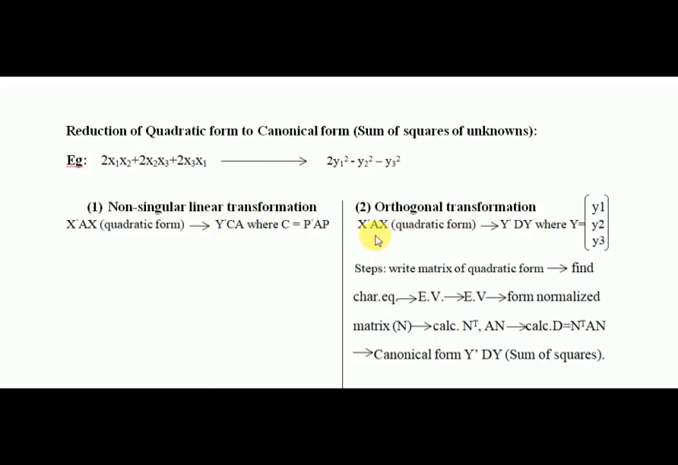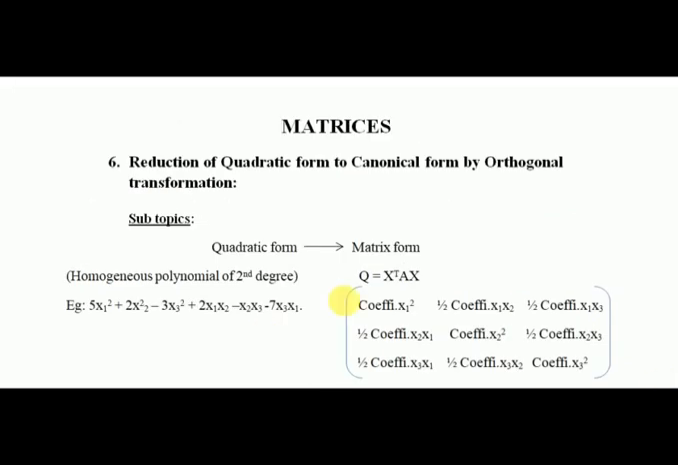So this is the quadratic form, x prime Ax will be given, and we need to convert that into canonical form, that is y prime Dy. Here x prime and y prime are x transpose and y transpose, where y is the column matrix y1, y2, y3. These are the steps we need to follow. First we need to write the matrix form for the given quadratic form. Like before, I told you how to write the matrix form from the given quadratic form. So we need to use that formula and first convert it into matrix form.